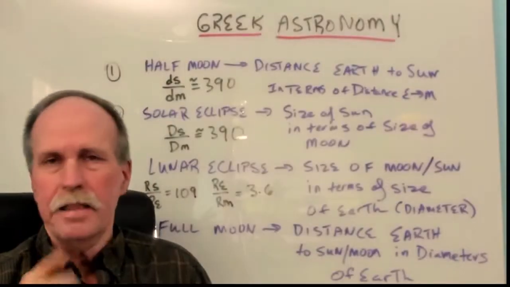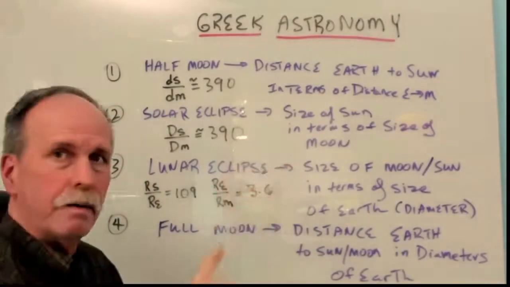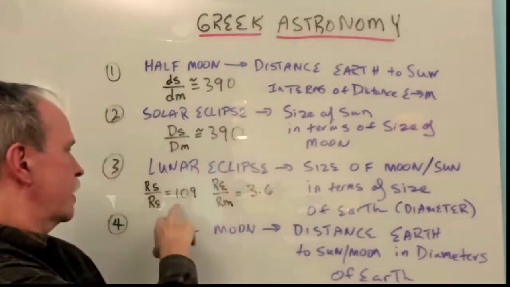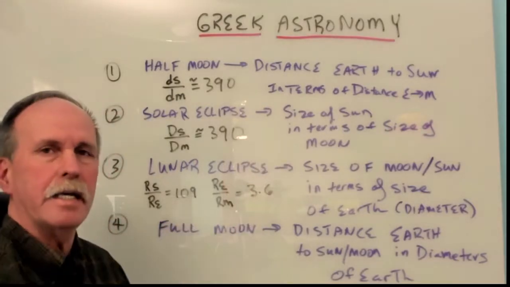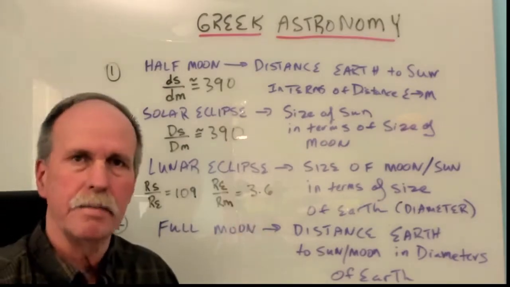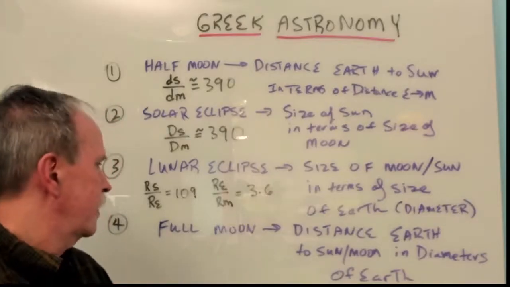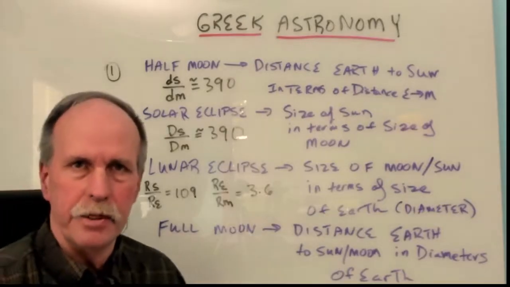Well, I don't know about you, but I think this is kind of fun. Well, we have these values up here, and now with the lunar eclipse, we also know that the Sun is 109 times the size of the Earth, and the Earth is 3.6 times the size of the Moon. Let's go on to the final step here, and that is, let's have a look at the full moon.